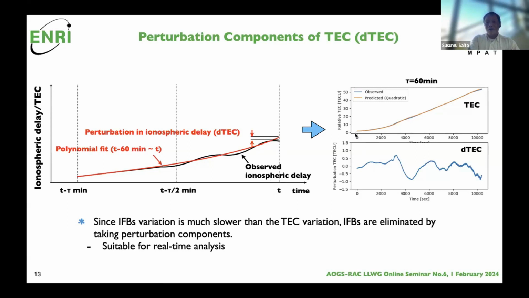Then, for example, on the right-hand side, the TEC variation looks quite smooth, but if we take the same technique as shown on the left-hand side, we see this kind of periodic variation with an amplitude of about plus minus 1 degree. So actually, this is quite useful.